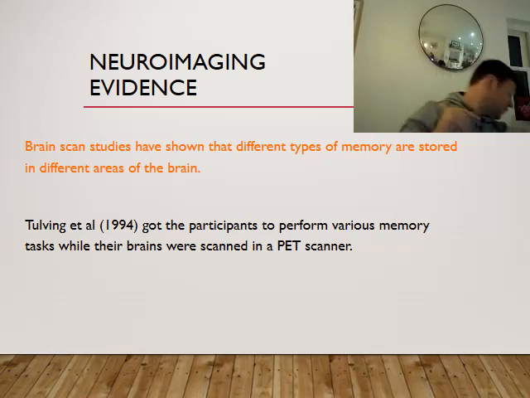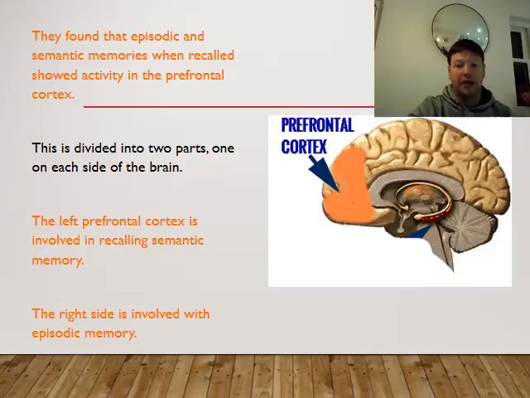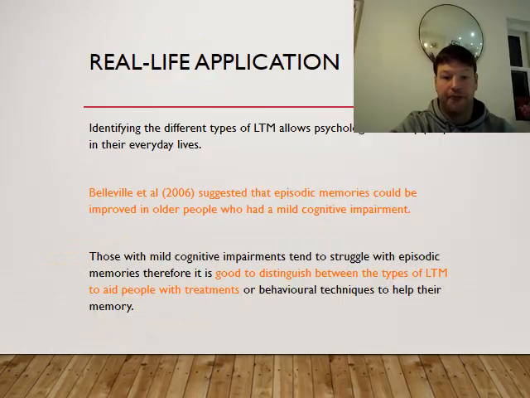Tulving et al. 1994 got the participants to perform various memory tasks while their brains were scanned in a PET scanner. They found that when episodic and semantic memories were recalled, there was activity in the prefrontal cortex, so that's the bit right at the front of the brain, and you can see it in the scan. It's divided into two parts, one on each side of the brain. The left frontal cortex was involved in recalling semantic memory, the right side in episodic. So it was clearly showing that different parts of the brain lit up depending on what type of memory they were using. So this provides evidence for the existence of different types of long-term memory.